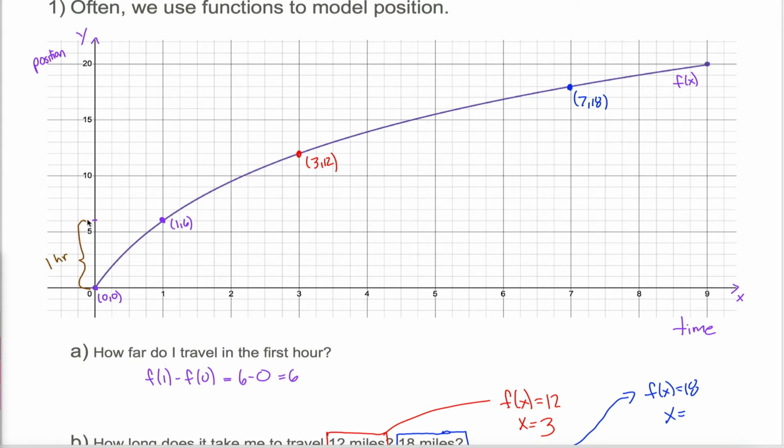But to do the next 6 miles, to go from mile 6 to mile 12, that happened from time 1 to time 3. It looks like that took me 2 hours. And to get from the 12-mile point to the 18-mile point, that happened from the 3-hour mark to the 7-hour mark. Looks like that took me 4 hours to complete. So I did the first 6 miles in 1 hour, the next 6 miles took me 2 more hours, and then the next 6 miles took me 4 more hours. It looks like I'm slowing down here, right? This concept of slowing down, this idea of speed, is crucial to calculus.